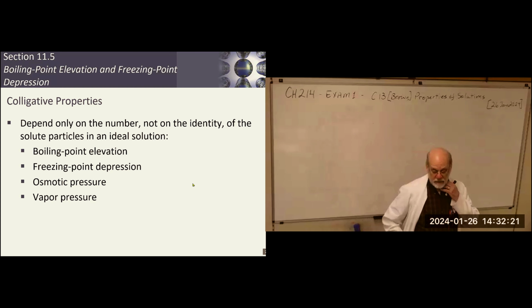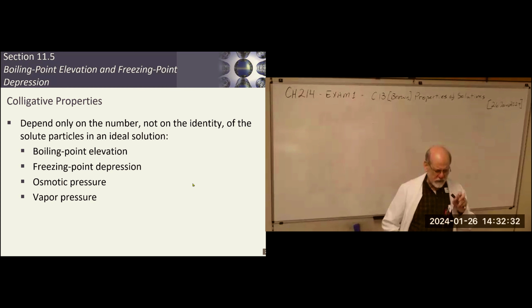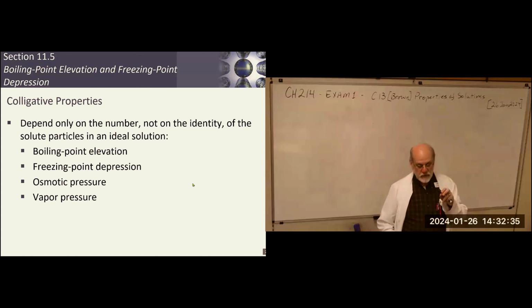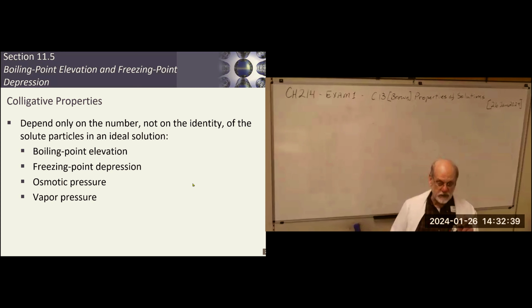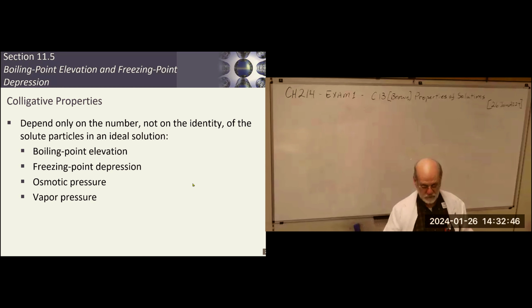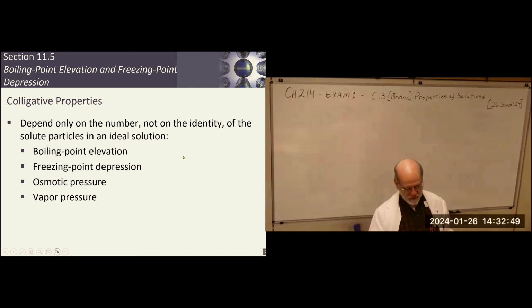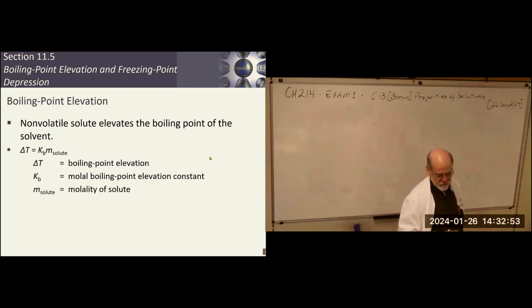Vapor pressure is another colligative property. This is a takeoff of Raoult's law: as long as the solute is non-volatile, you can change the vapor pressure based upon the molar concentration of the solute, and it doesn't matter what it is. Now, it does matter what the solvent is, and we're going to learn how to use that information in just a second. Okay, let's talk about boiling point elevation first.